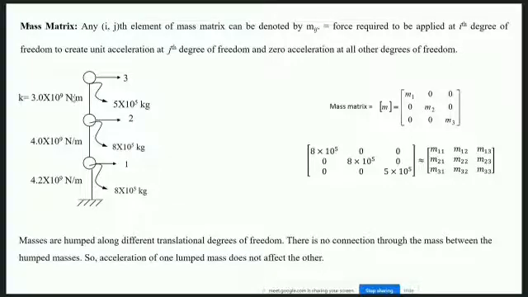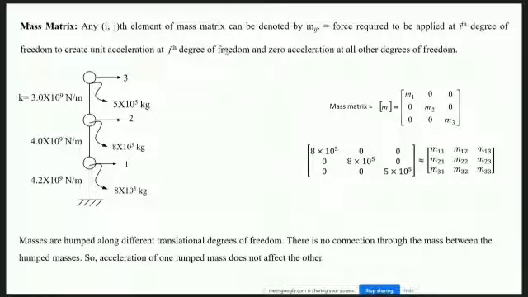So in that case, let me repeat it, that any ijth element of the mass, Mij, as we discussed in the numerical methods class, is the inertia force required to be applied at the ith degree of freedom to create unit acceleration at the jth degree of freedom and zero acceleration at all other degrees of freedom.